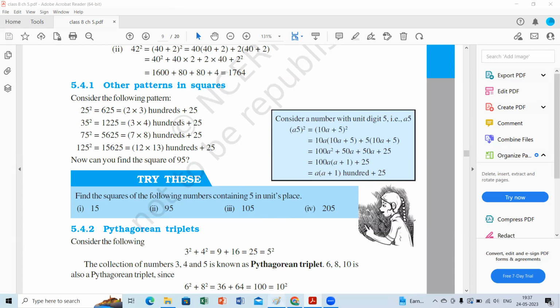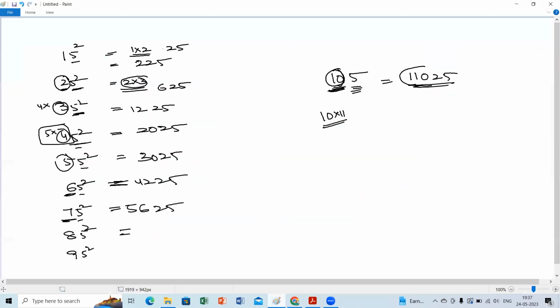Pranav, respond. 205 square, please. So 205 square. What are the first two digits here? 20. Immediately next number is 20 multiplied with 21. 21 twos are 420, right? Again 5 square is 25. But why are you getting 4,000 something? Let me check.